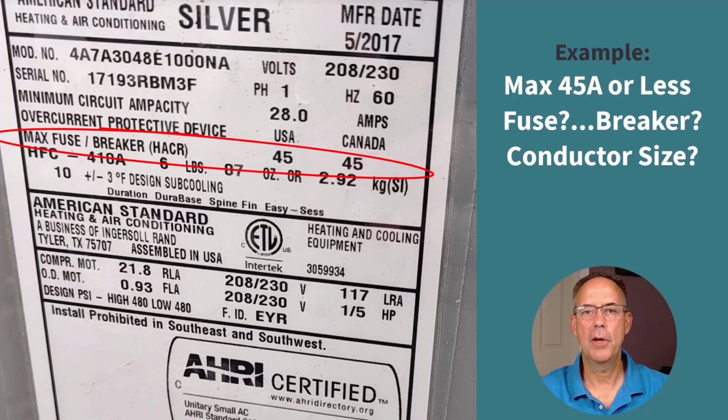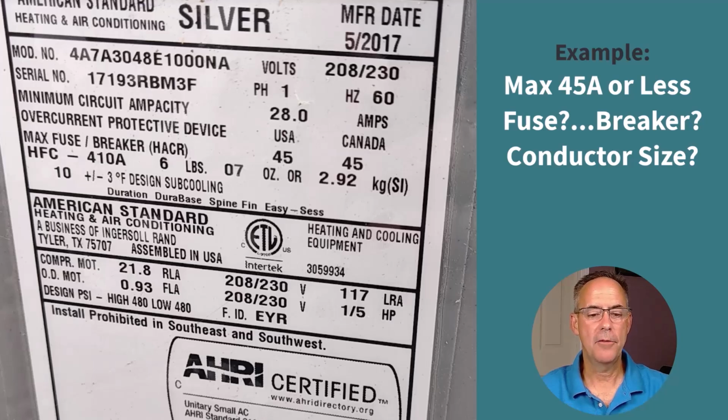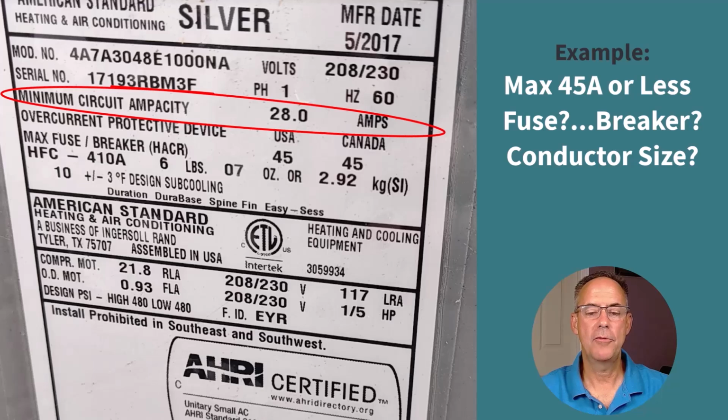Another note to bring up here, you can put in less than 45 if you want to, and it meets the manufacturer's requirements, but it just cannot be more than 45. So the maximum is 45. You can go less as long as the unit's not going to trip out. It tells us minimum circuit ampacity on this unit is 28 amps.